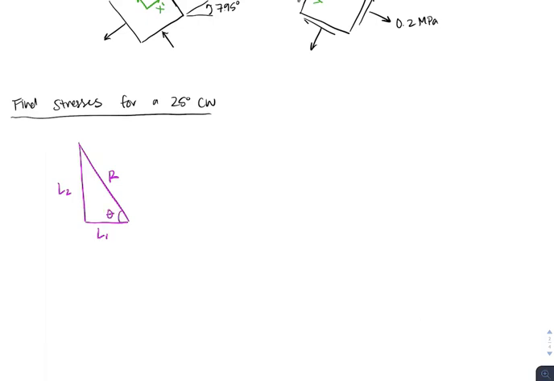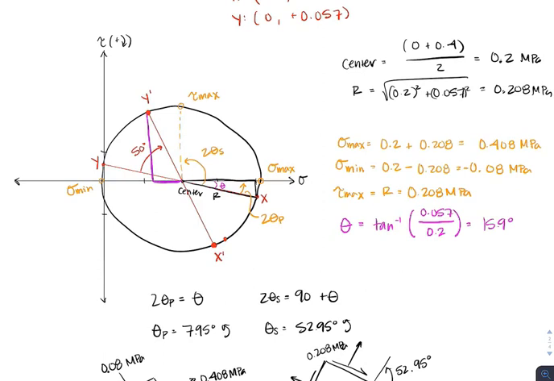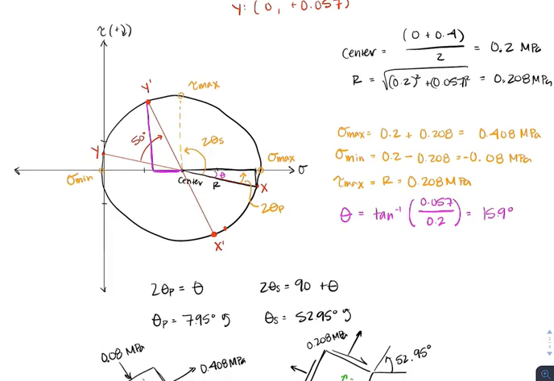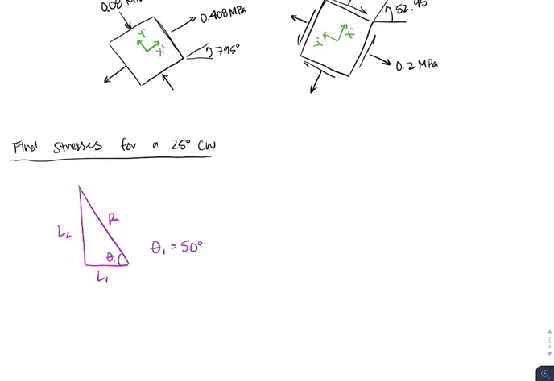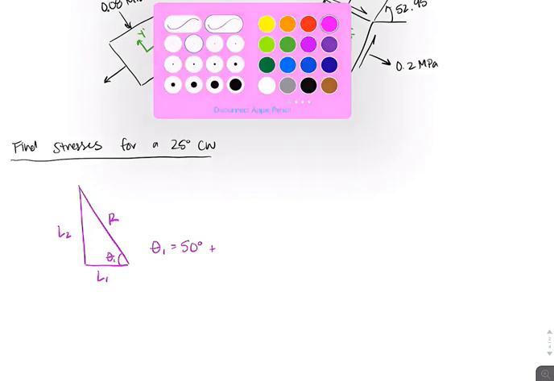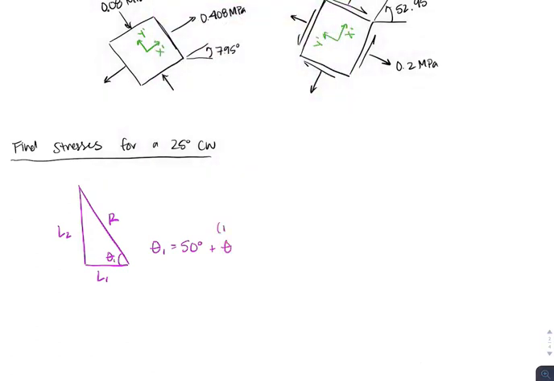We'll call that angle theta 1. Theta 1 is just going to be equal to our 50 degrees that we rotated, and then you can see we have a little bit of an angle from our initial angle, which is equal to our theta, which we already calculated. So that's plus our pink theta, which ends up being 15.9 degrees. That means theta 1 is just going to be equal to 65.9 degrees.